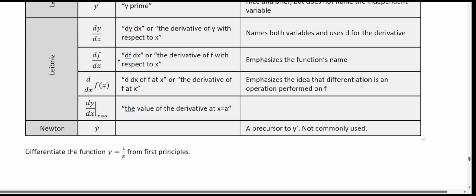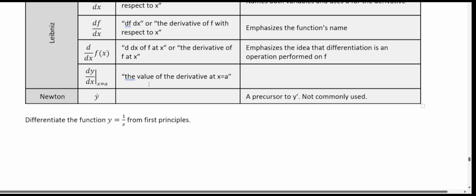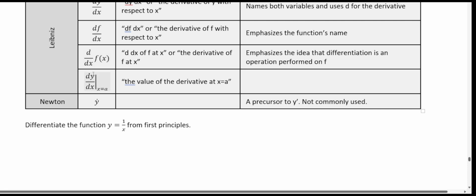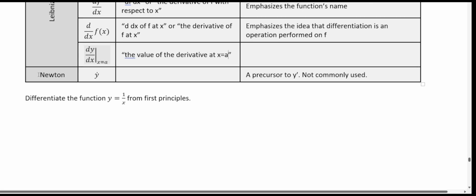Or you could say the derivative of f with respect to x, or the slope of the tangent of f as a function of x, right? And so we can see that right there. And then this one right here, what it does is it allows us to evaluate the derivative at a specific a value. Okay, so we do our dy/dx, and this vertical line says, okay, now evaluate that derivative at this x value. We typically do not see a lot of Newtonian notation, and you won't see it almost at all in this course.